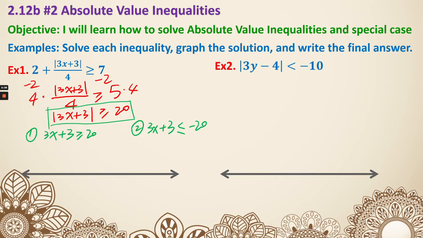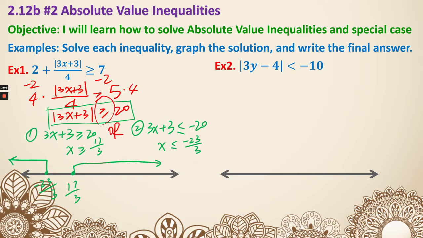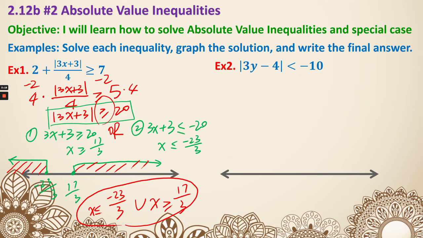The first one after solving is going to give you x is greater or equal to 17 over 3. Second one after solving is going to give you x is less than or equal to negative 23 over 3. So 17 over 3 right here, pointing to the right, and negative 23 over 3 is here, pointing to the left. Because the sign is greater than or equal to, the connection word is or. That means we're going to keep everything, and we're going to shade everything. So final answer, x is less than or equal to negative 23 over 3, union x is greater or equal to 17 over 3. So that is the final answer.